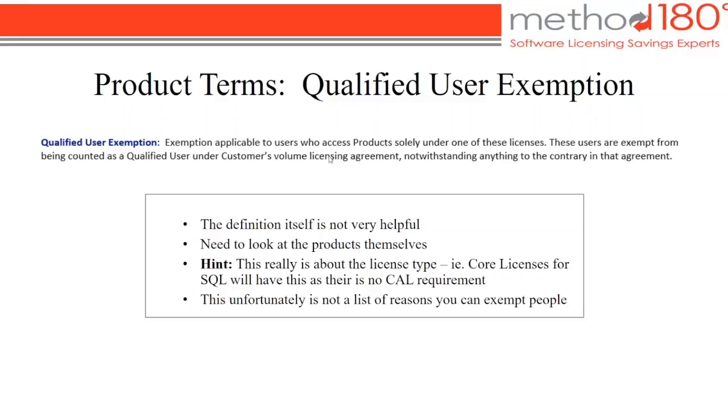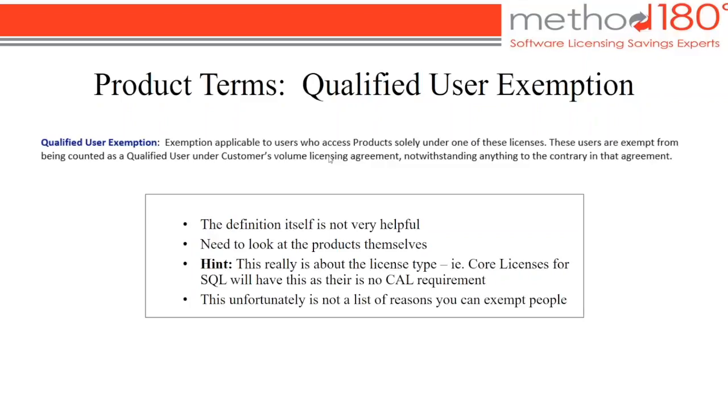Okay, so what does this really mean? It means that we have to look at the products themselves. So we're going to have to go and look at Office, the CALs, or where you require CALs, the Windows OS. We have to go look at them themselves. The qualified user exemption itself is mostly relevant only when it comes to products that are licensed without CALs on the server side. So think about SQL Server core licenses as being a great example of that.